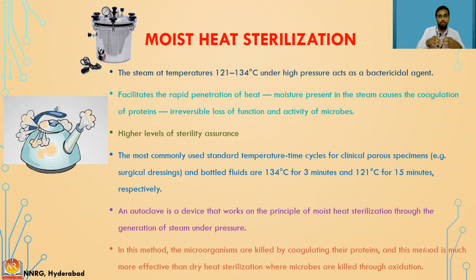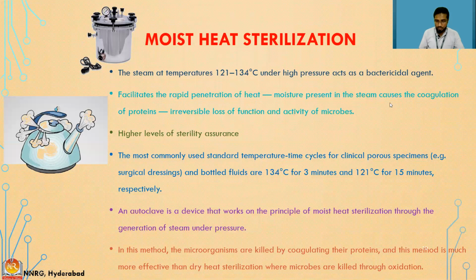After a particular pressure is reached, that pressure helps to penetrate within the cell membrane and destroy the cell. As a result, we get pure sterilization. Let us see what it is. The steam at a temperature of 121 to 134 degrees centigrade, steam which means it contains water molecules, under high pressure acts as bactericidal. What is bactericidal? It kills the bacteria. What is bacteriostatic? It prevents the growth of bacteria. And it facilitates the rapid penetration of heat, as discussed, due to high pressure.